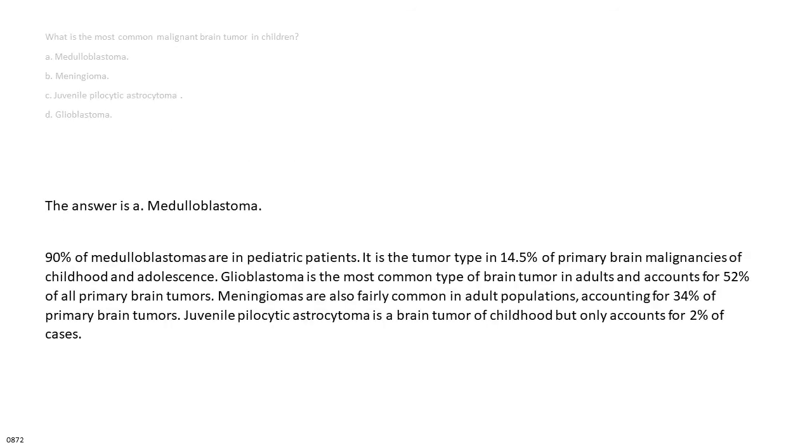The answer is A. Medulloblastoma. 90% of medulloblastomas are in pediatric patients. It is the tumor type in 14.5% of primary brain malignancies of childhood and adolescence. Glioblastoma is the most common type of brain tumor in adults and accounts for 52% of all primary brain tumors. Meningiomas are also fairly common in adult populations, accounting for 34% of primary brain tumors. Juvenile pilocytic astrocytoma is a brain tumor of childhood but only accounts for 2% of cases.